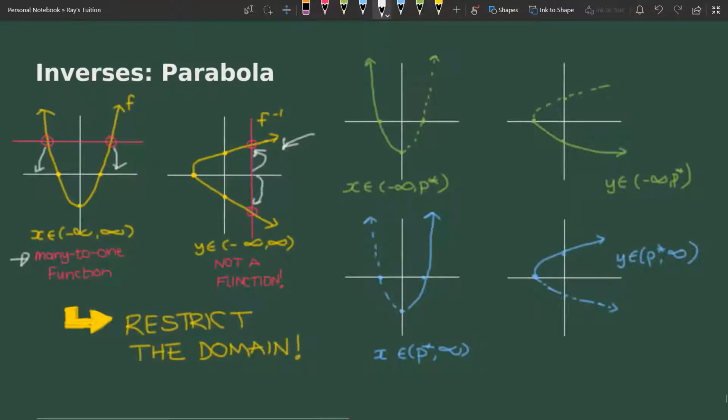If you are confused with the many-to-one function and the definition of what is not a function, please watch our previous videos on the introduction to functions to understand these terms.